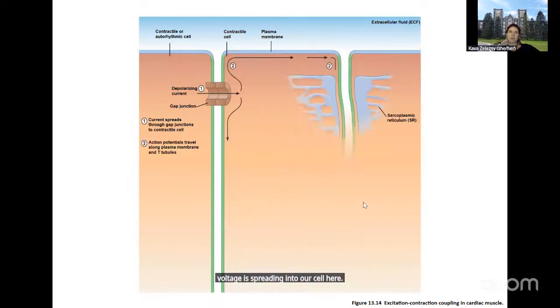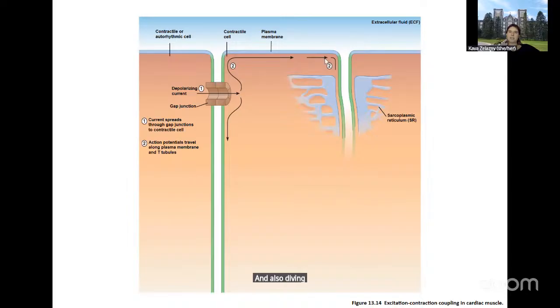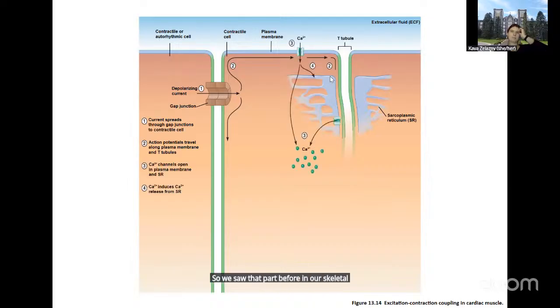So then that spreads out, right? So it gets to the rest of the cell. So here you see that action potential traveling along the membrane and also diving down into the cell through this T tubule. So we saw that part before in our skeletal muscle.